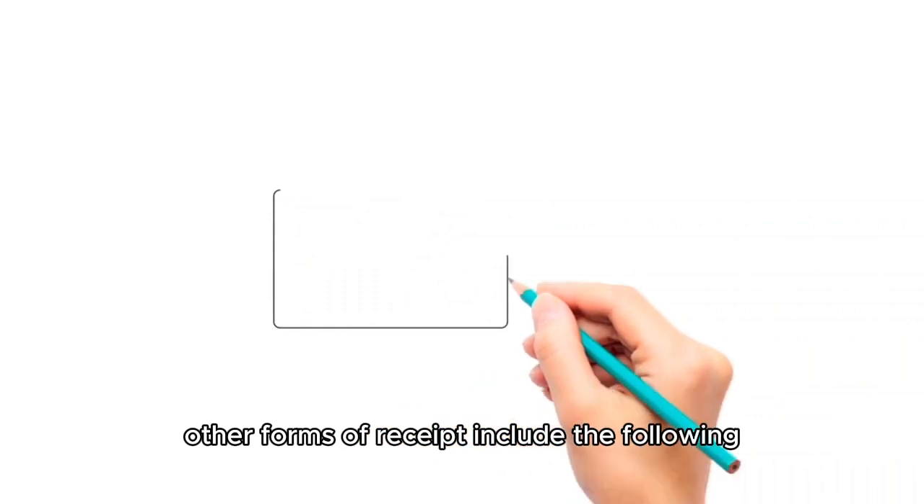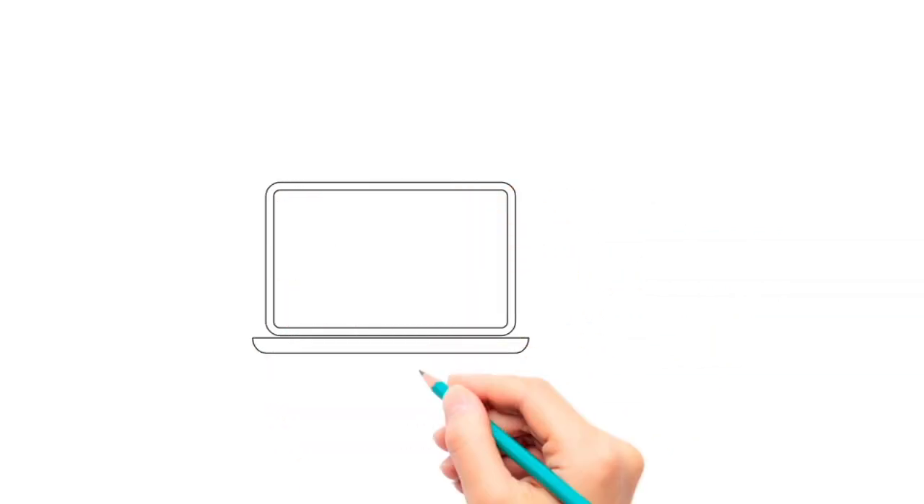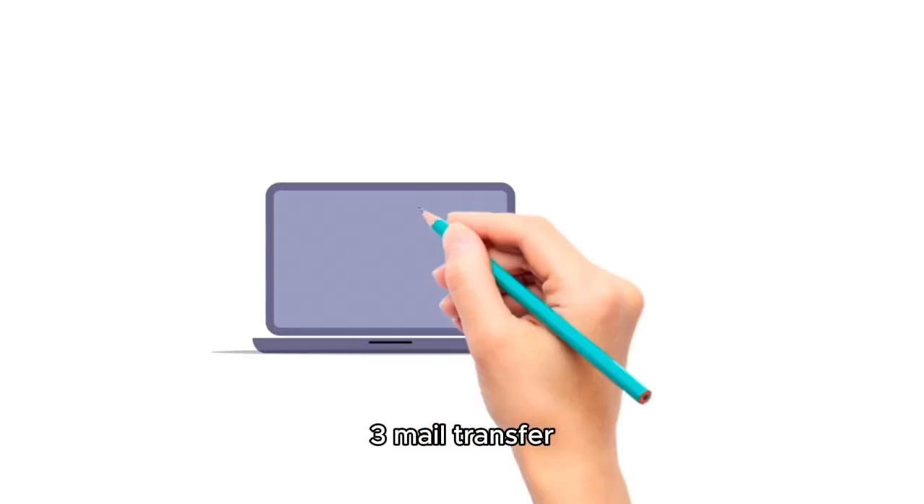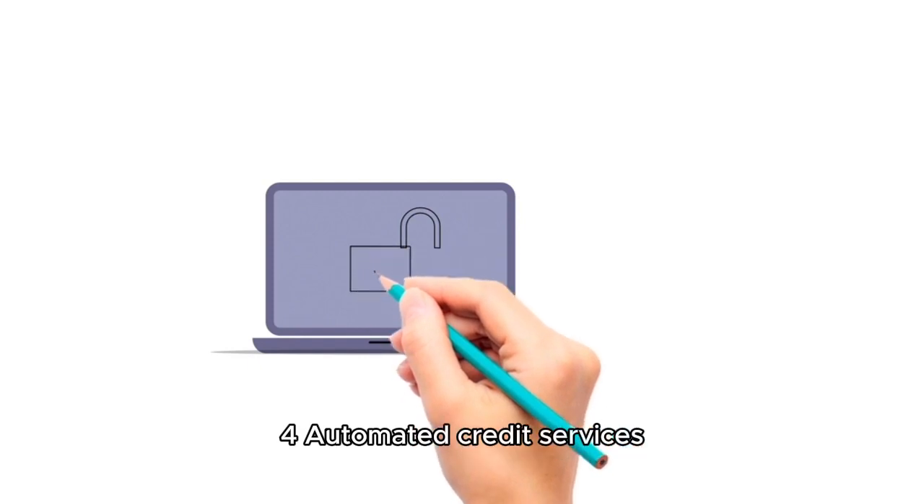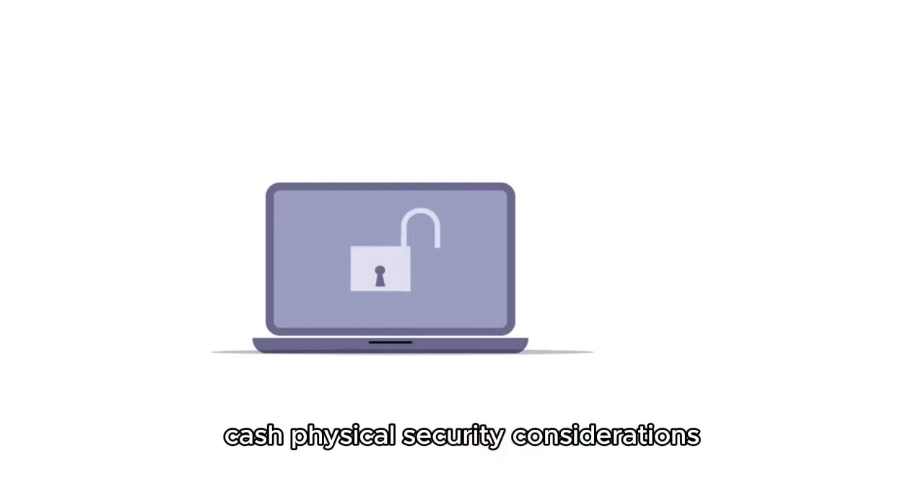Other forms of receipt include the following. 1. Standing order. 2. Direct debit. 3. Mail transfer and telegraphic transfer. 4. Automated credit services. Cash, physical security considerations.